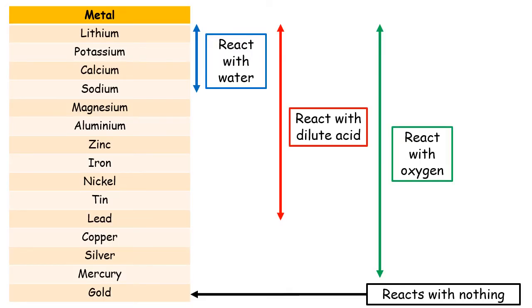So just to summarize that again, only the most reactive metals found at the top of this table can react with water. If you can react with water, you can also react with acid and oxygen. The metals in the middle of this table can react with acid and oxygen, and the metals at the bottom can only react with oxygen. And our solitary element right at the bottom, gold, does not react with any of those chemicals.